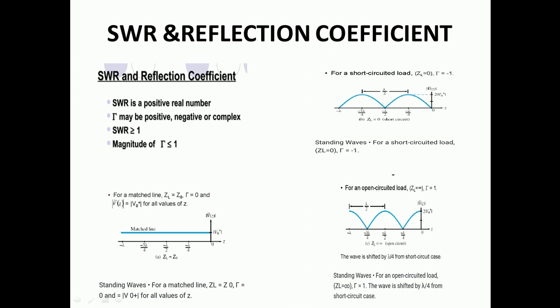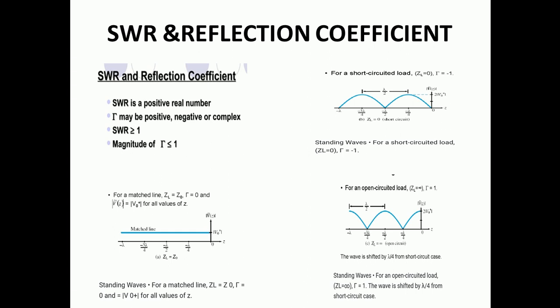First, we will see the relationship. SWR is always a positive real number, whereas the reflection coefficient rho may be positive, negative, or complex. The value of SWR is always greater than or equal to 1, whereas the magnitude of the reflection coefficient is less than or equal to 1. So there are 3 sets of conditions. First, for a matched line, the load impedance is equal to Z0, so the reflection coefficient rho becomes equal to 0.